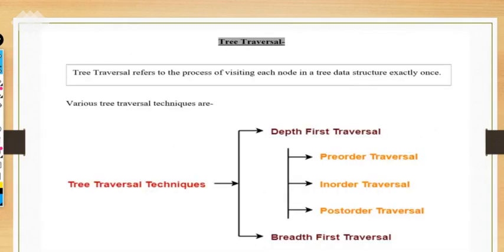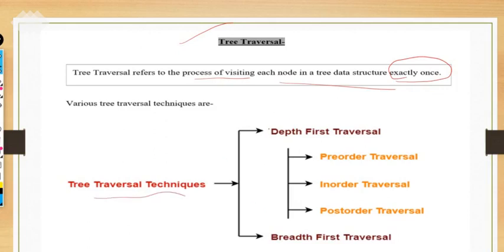So next we have tree traversal. It's also an important one, and it's very easy to understand. Tree traversal is the process of visiting each and every node in a tree exactly once. That is the main thing here. You have to traverse each and every edge exactly once. You cannot repeat.